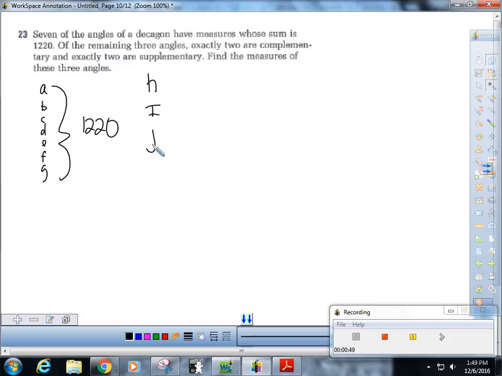What do we know about those angles? Well, we know that the sum of a decagon is 8 times 180, which is 1440. Okay? So, since the sum of the angles is 1440, and 7 of them add up to 1220, we know that H plus I plus J must equal 220 degrees. If you're wondering why I is capitalized, it's so I don't think it's a 1.